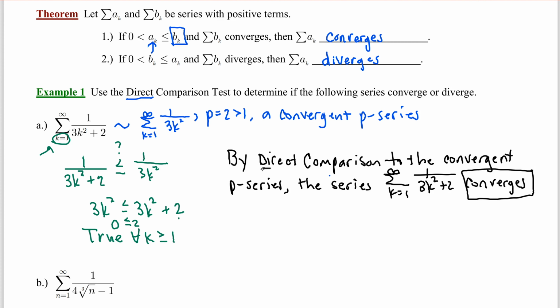So notice we have cited the test that we're using here, direct comparison, and we have also added the detail that the series we're comparing it to converges because it is a p-series. So that's another authority we're citing here. So we can make our conclusion: this series converges.